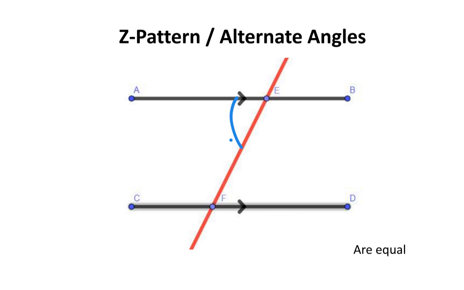The angle here and here are considered alternate angles. This is also known as the Z pattern. Why is it called the Z pattern? Well, it resembles the letter Z. Alternate angles are equal.